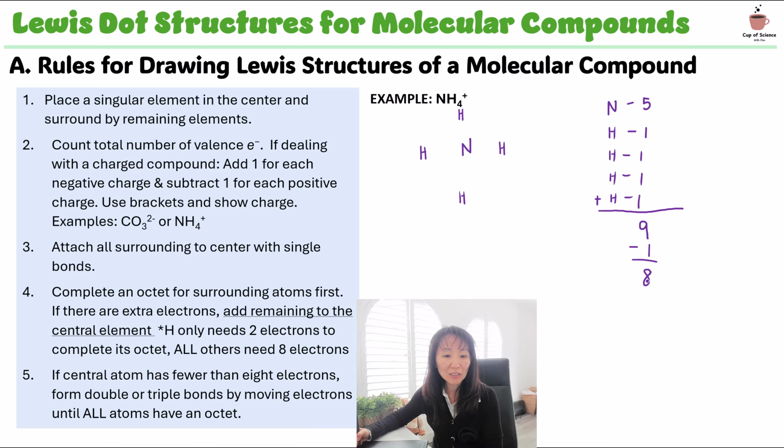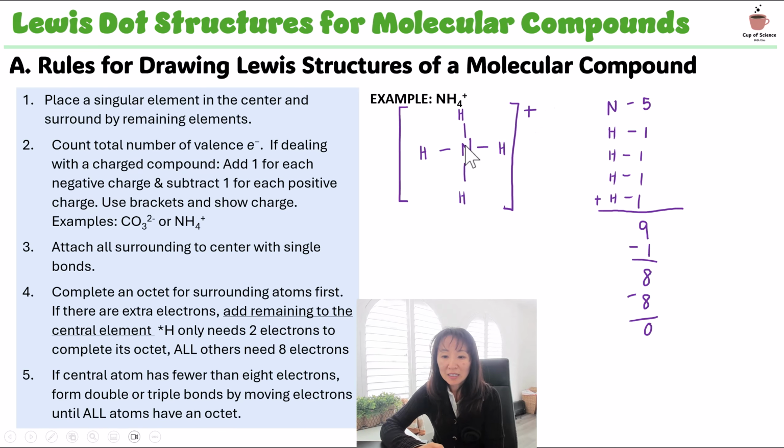Then it says attach all surrounding atoms to the center with single bonds. Then I'm going to go ahead with single bonds here. Okay, that's minus 8 total, and I'm left with 0. So there's no more. Now there is something that I skipped. I apologize. This is use brackets to show charge, and that is true. You're going to use a large bracket like this and put a plus sign to show that this is a positively charged compound.